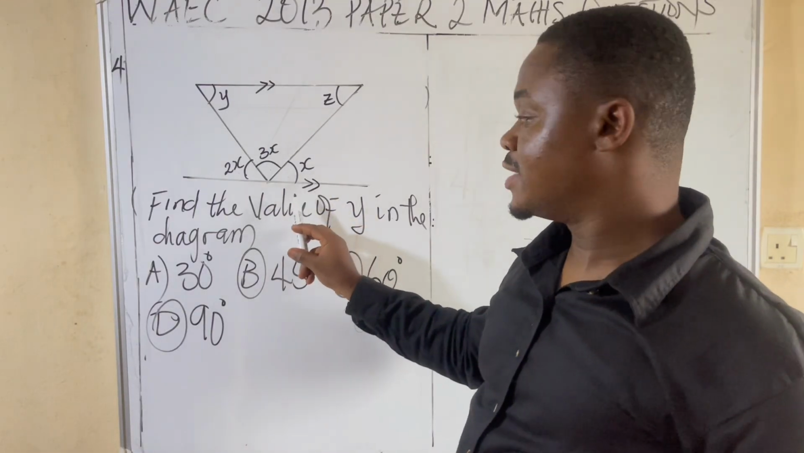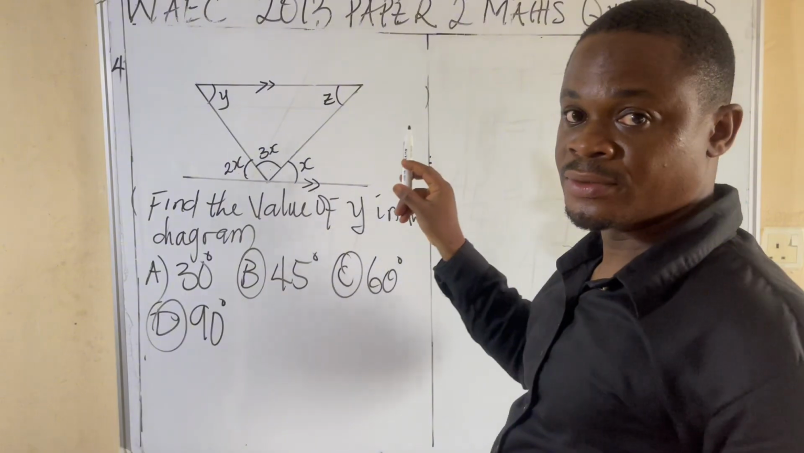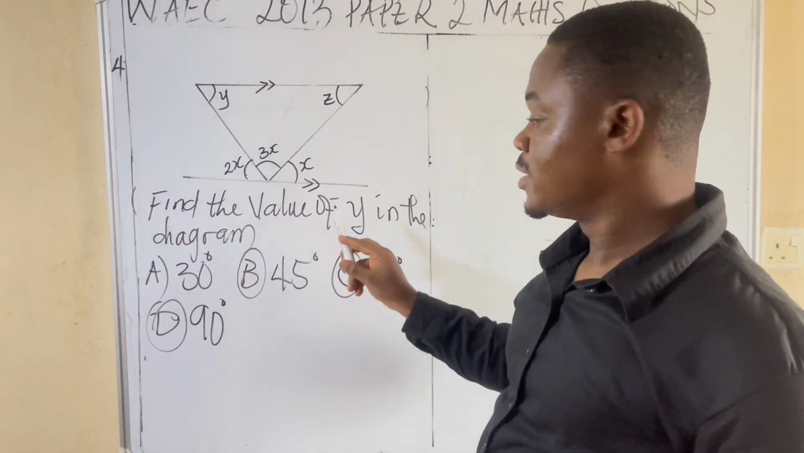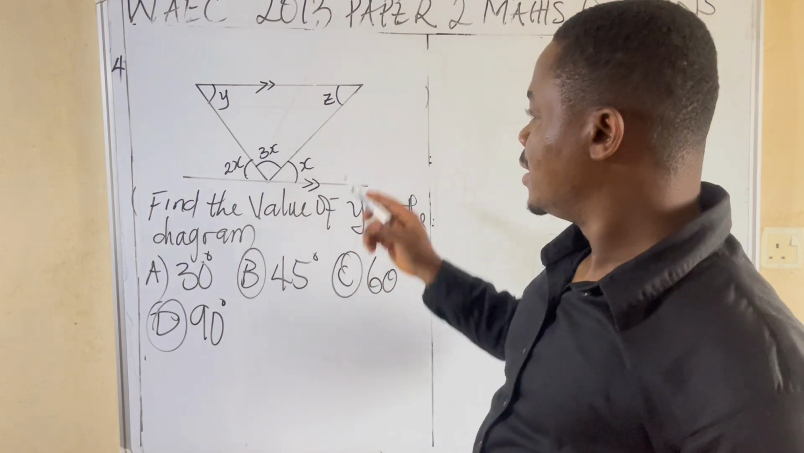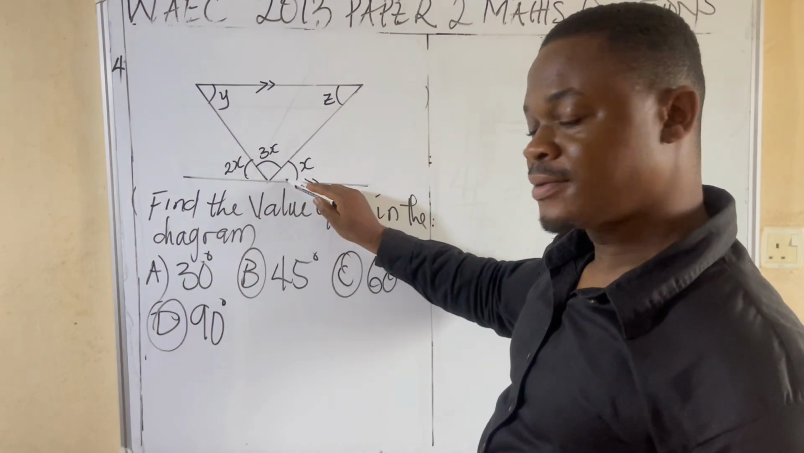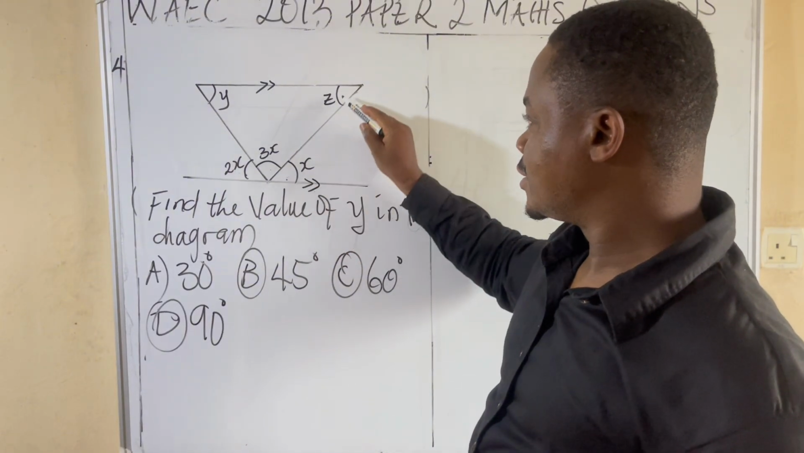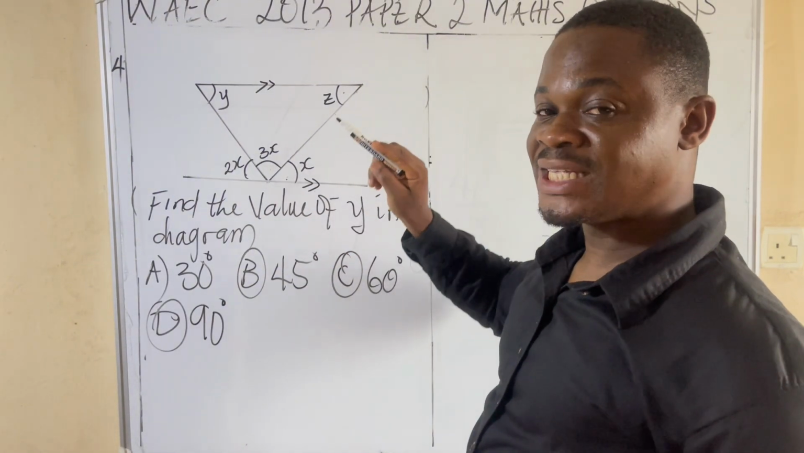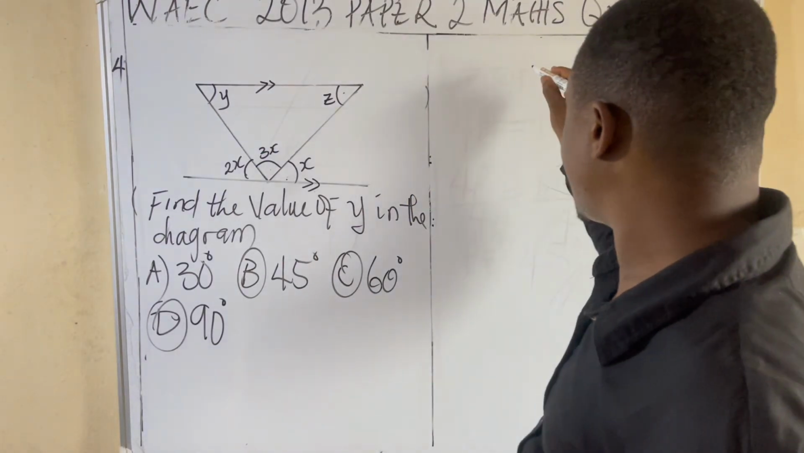What this means is that this line and this line are parallel. So that's what it means, that this line and this line are parallel. Automatically it forms an alternate angle here and here. So this angle here is equal to this angle because it is an alternate angle, the Z angle.